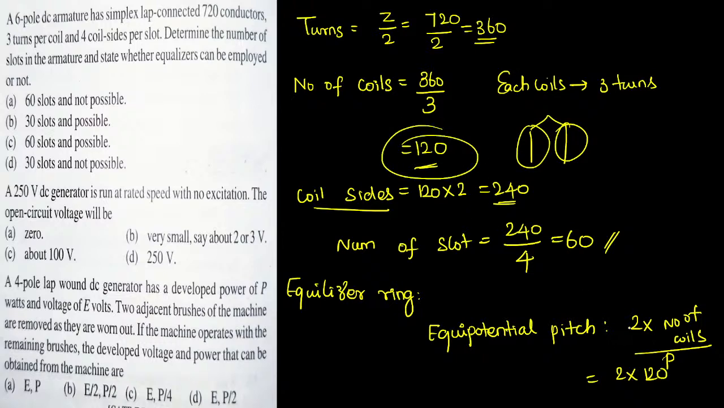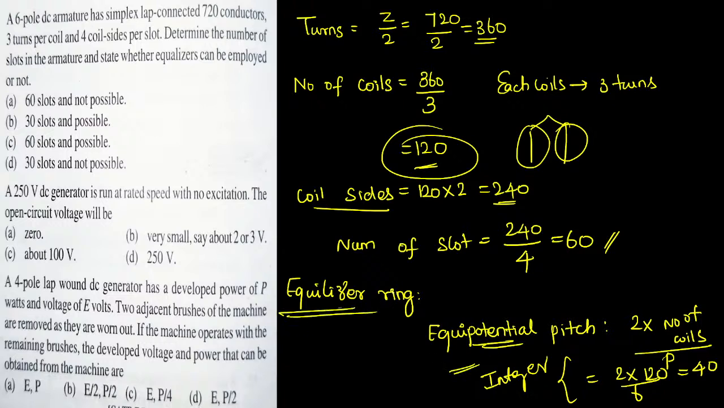Number of poles is 6. So if you divide this, we are getting 40. Now, how can we indirectly know that the equipotential pitch is created? When you calculate with this formula, if the resultant value comes as an integer, yes, that is equipotential pitch only.